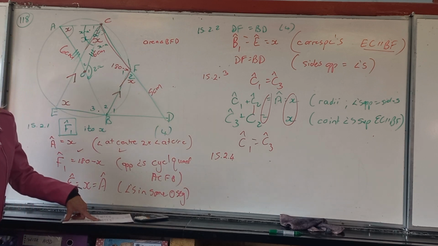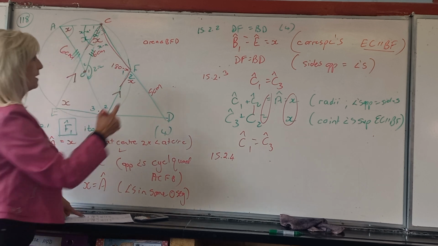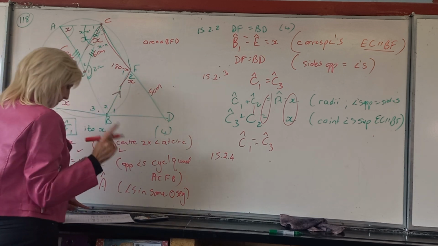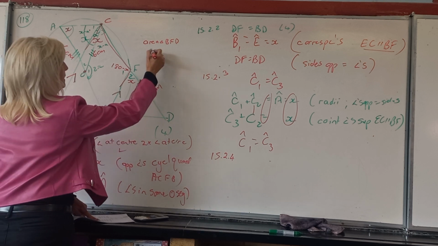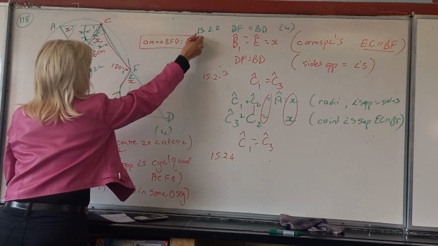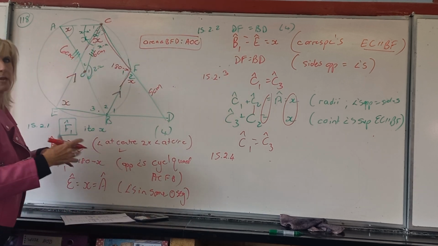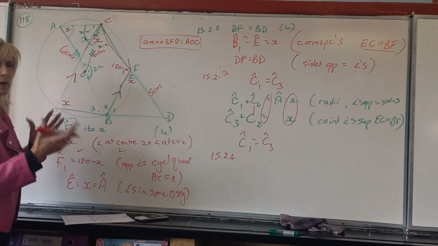Which tools are you using for area of a triangle? Half base times perpendicular height. Can it be half a b sin C? Yes. Can it be half base times height? Yes. Okay, now let's look at this question. To find the area of BFD, which is this one, and AOC. I want this area in ratio to the other one. Say it's 2 to 3, double, half, or whatever.